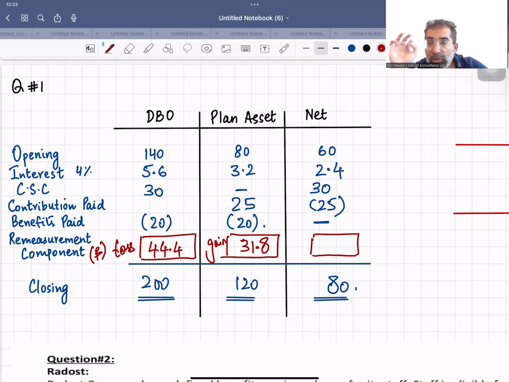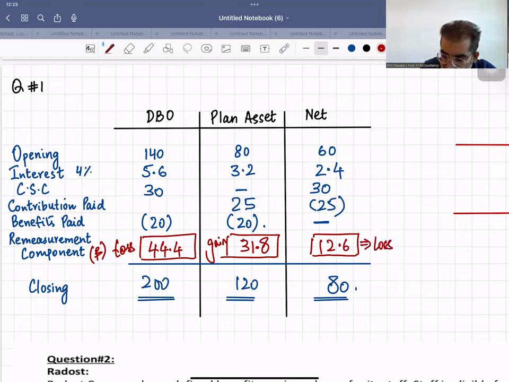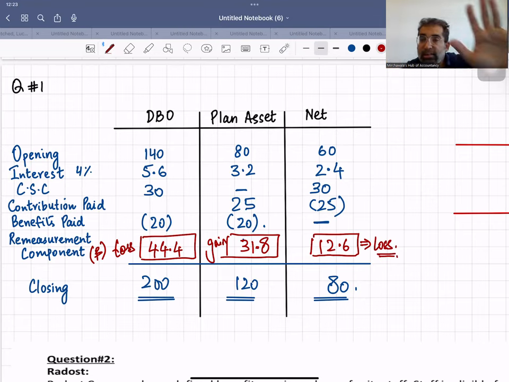Just follow the same pattern: first column minus second column. So 44.4 minus 31.8 is 12.6. And yes, this is your final remeasurement loss. In this way, you have completed these three columns. Don't rush. Go relax.